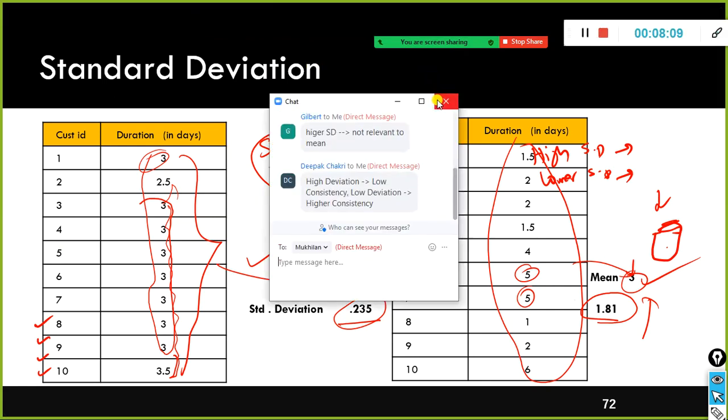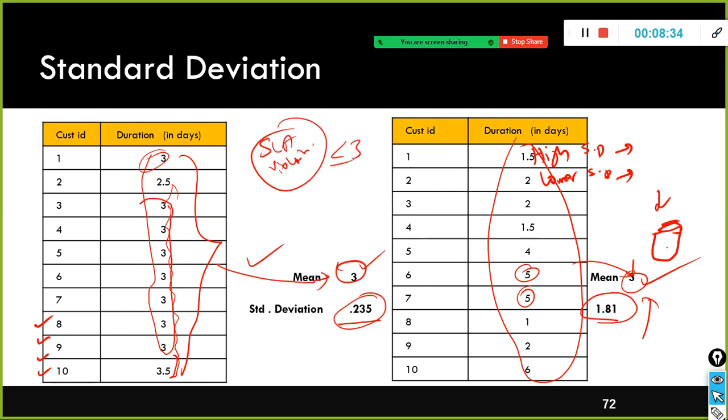Higher deviation, low consistency. The lower variation, higher consistency. No. What is Deepak? You are saying higher deviation, lower consistency. No. It is opposite. Higher standard deviation means low consistency. Yeah. So low deviation means higher consistency. Very good. So we can say that way also.